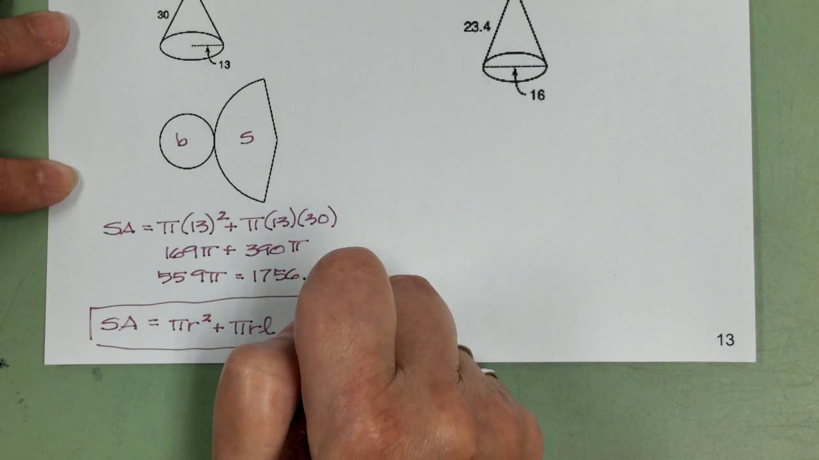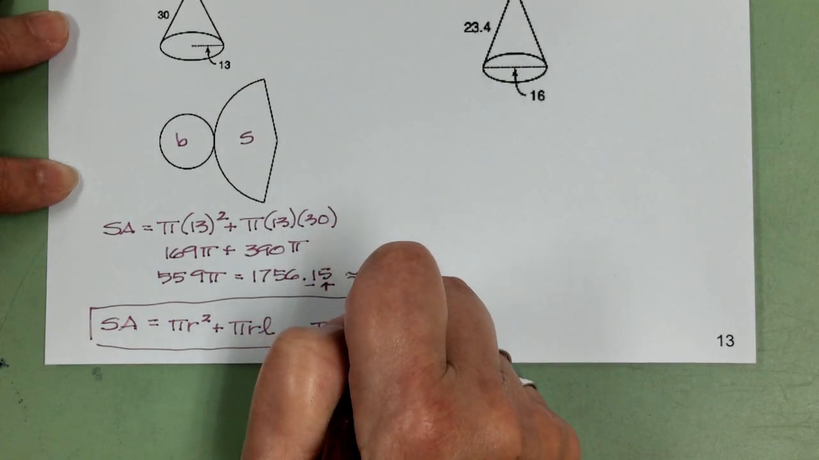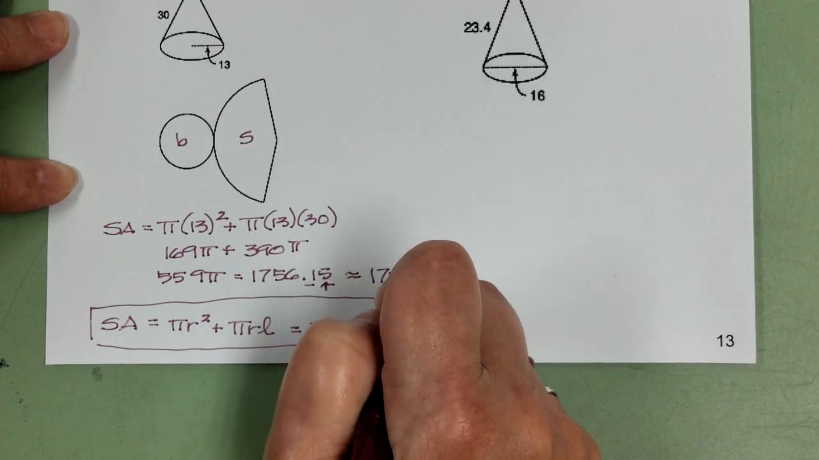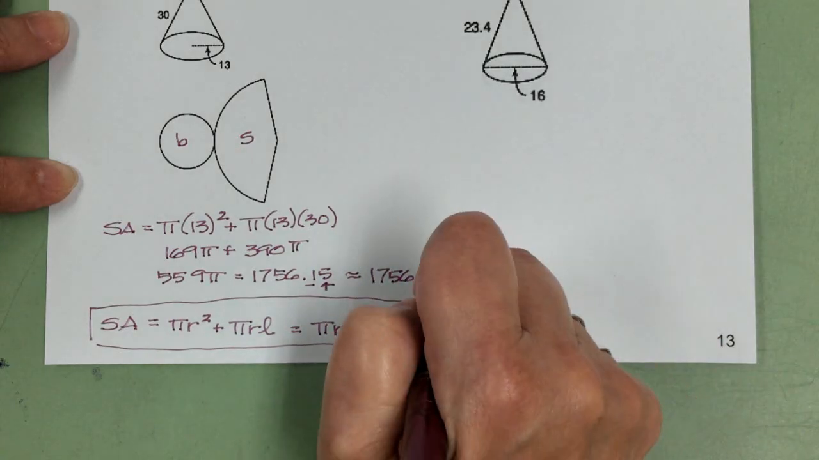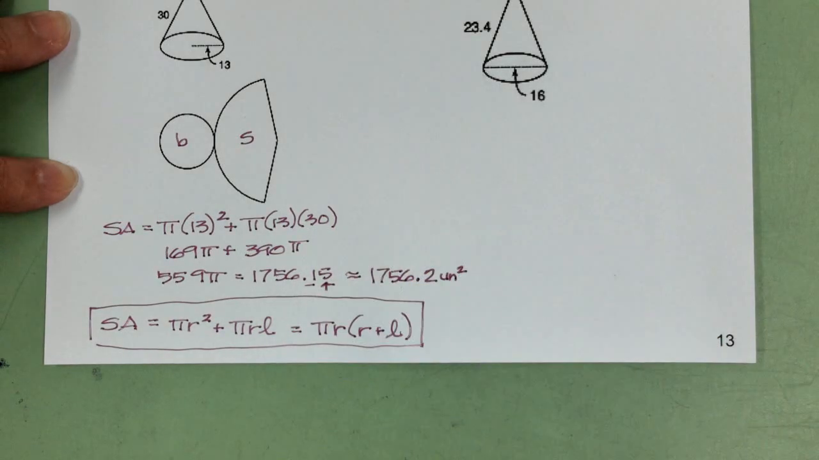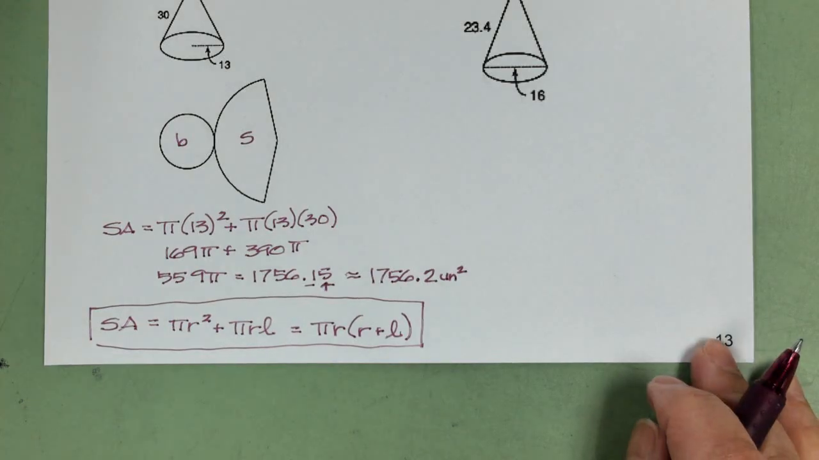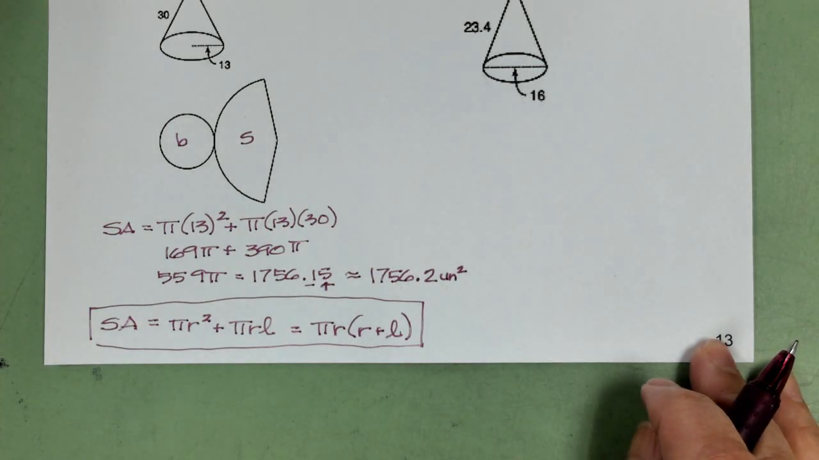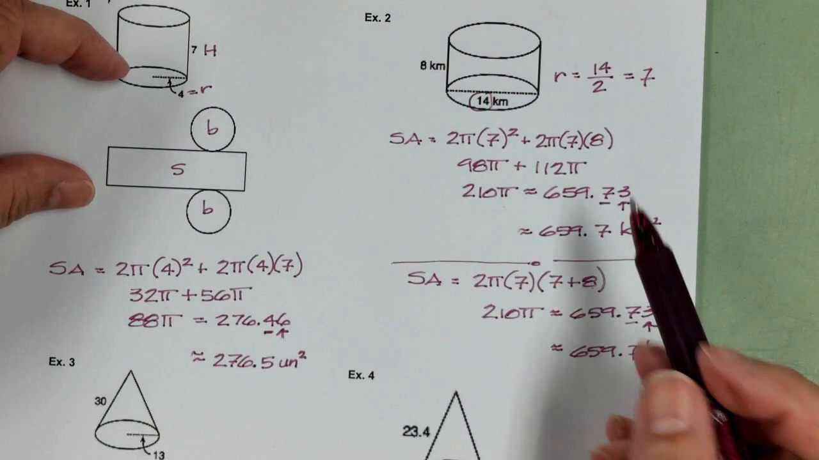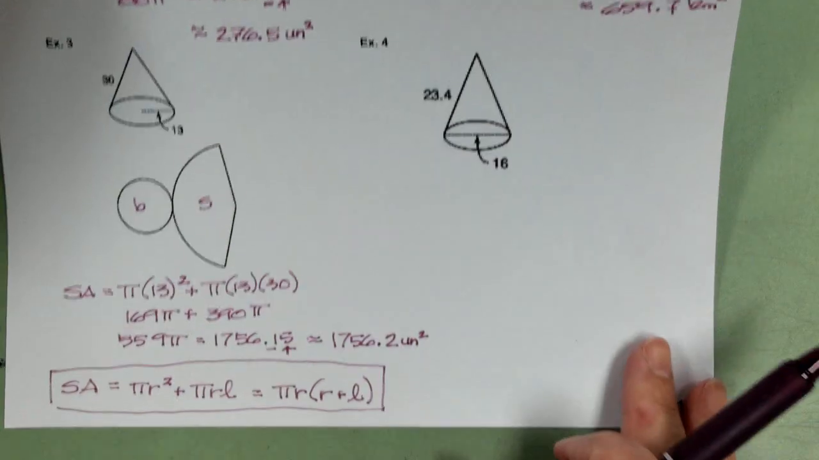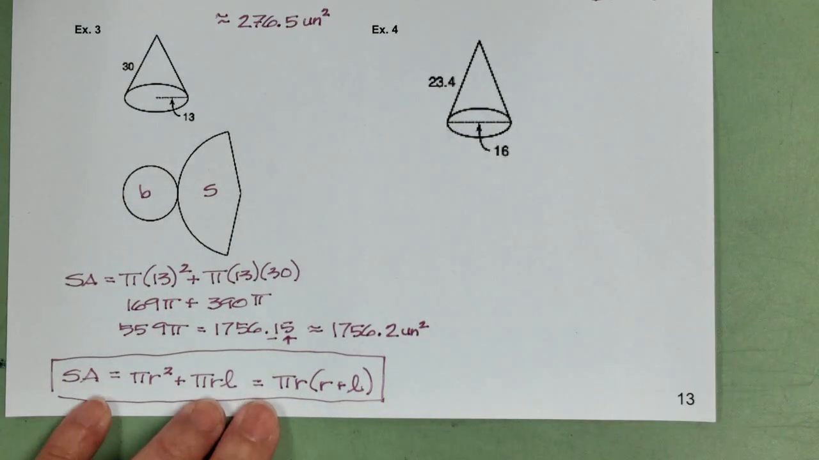which means that to the nearest tenth, 1,756.2 square units. Okay? Now, for example 4, we already saw in example 2 how we can use the simplified formula. For example 4, I'm going to use the simplified formula.